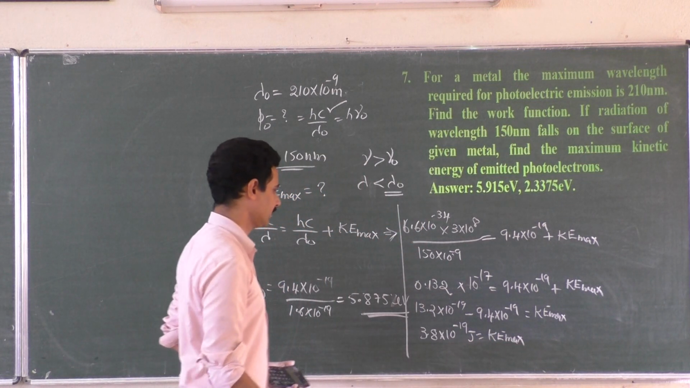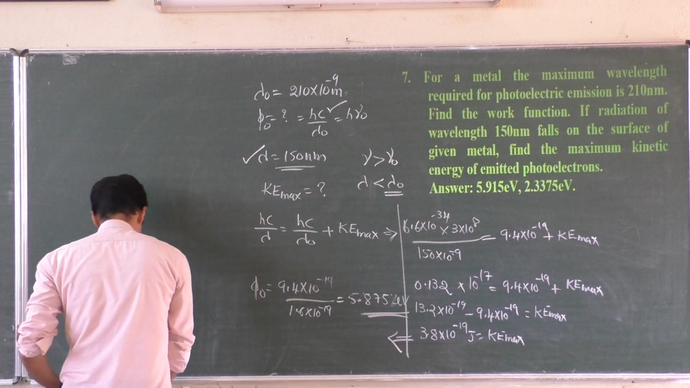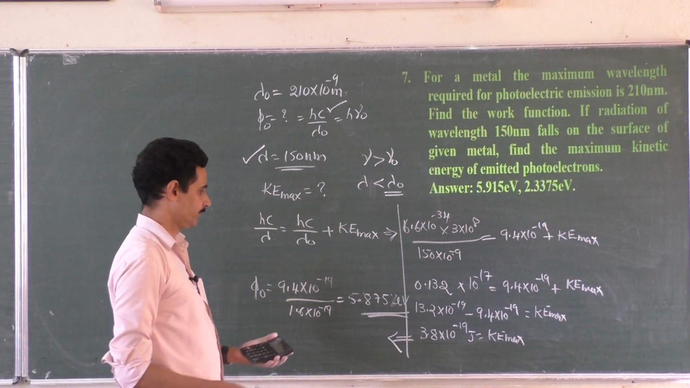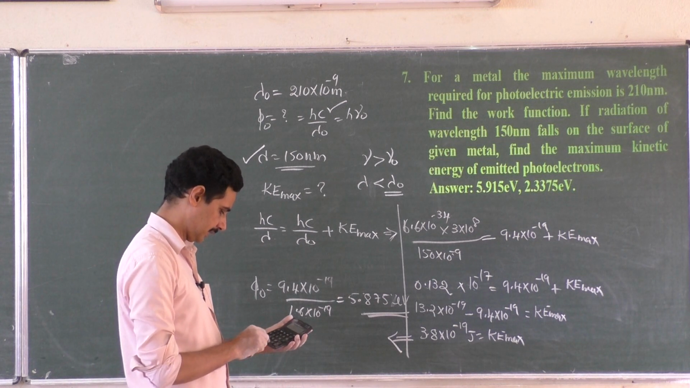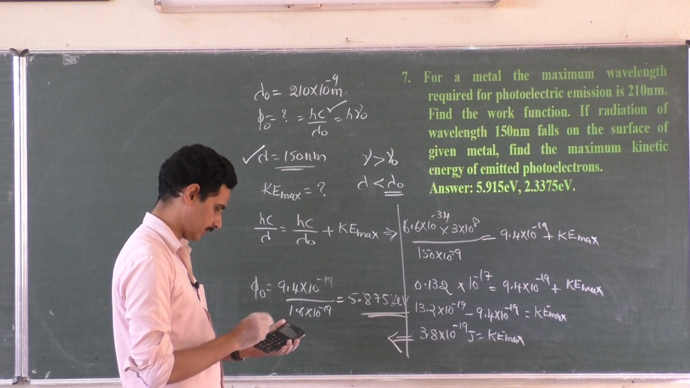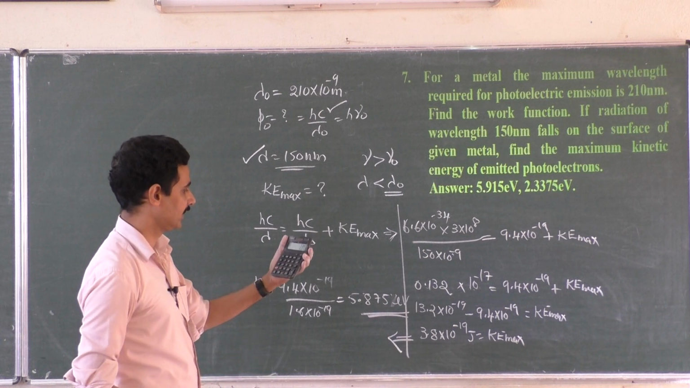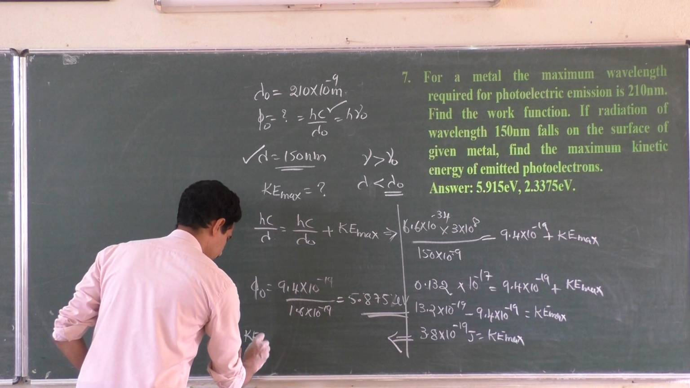Now, how to put it in electron volt? 3.8 into 10 to the power minus 19 joules, divided by 1.6 into 10 to the power minus 19. Oh, you are getting the answer now. So what is the maximum kinetic energy?